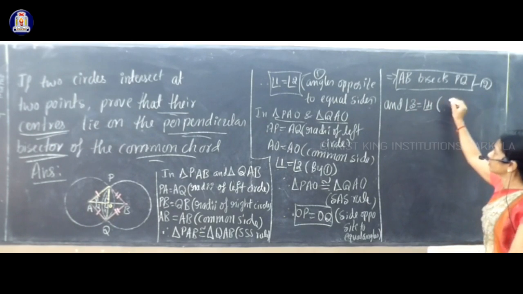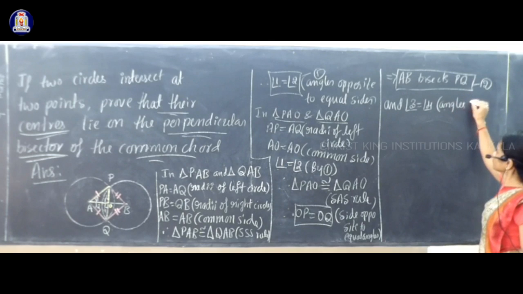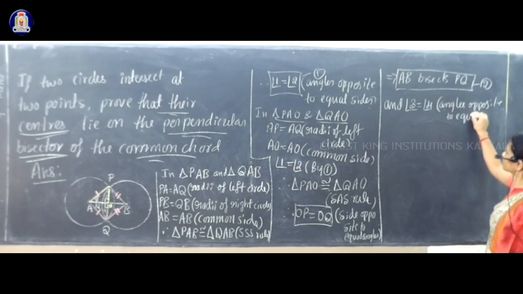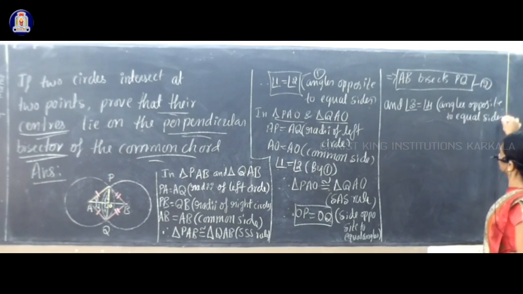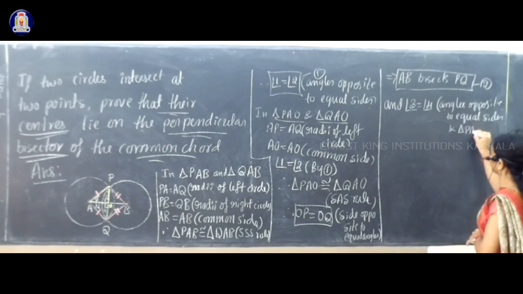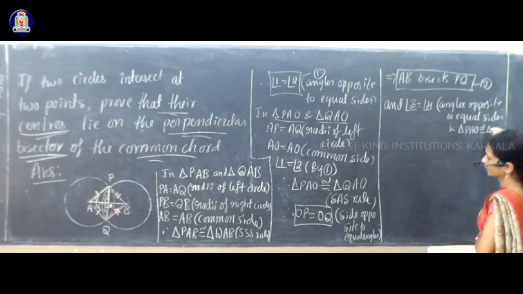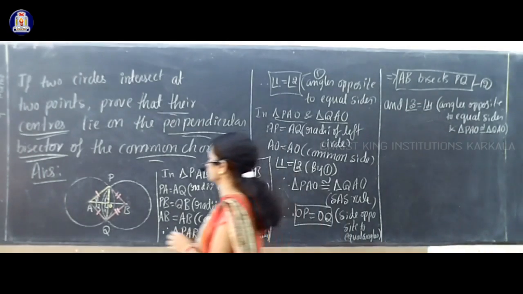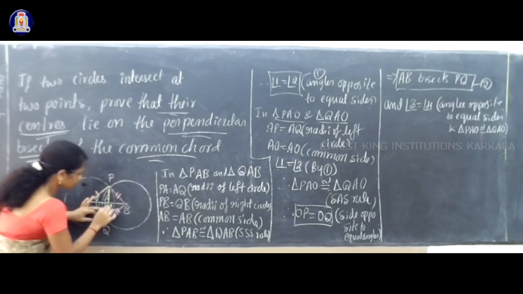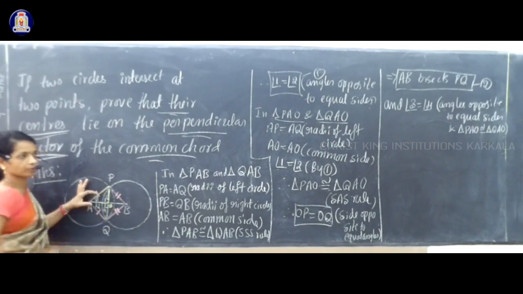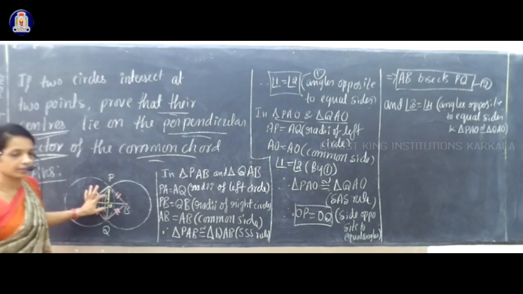Why? Because they are the angles opposite to equal sides, and these two triangles are congruent. Triangle PAO is congruent to triangle QAO. Angle 3 is equal to angle 4, and you can see angles 3 and 4 are on the line POQ. So the sum of those two must be equal to how many degrees? 180 degrees. We know that.